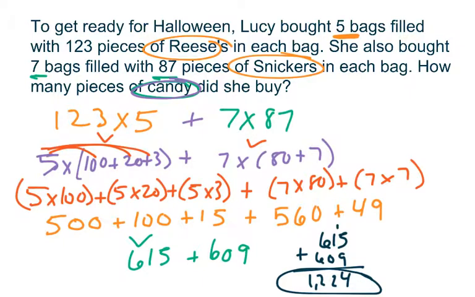Again, lots of work. We solve for Reese's, solve for Snickers, and then I make sure I answer my question, which is how many pieces of candy. So I have to add these two pieces together.